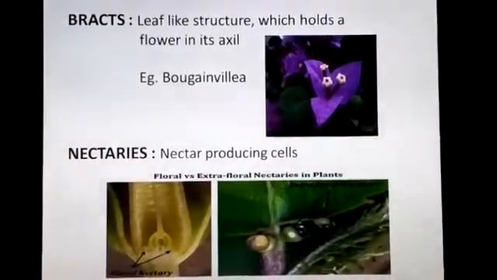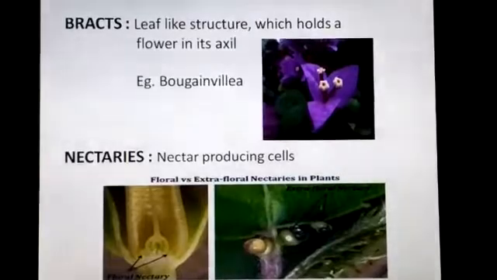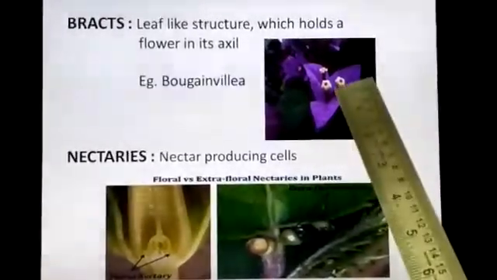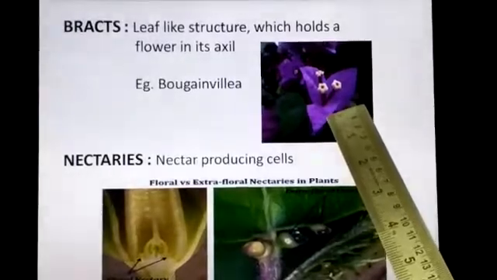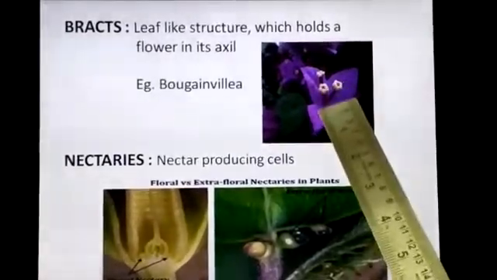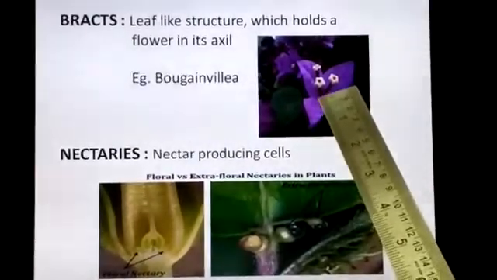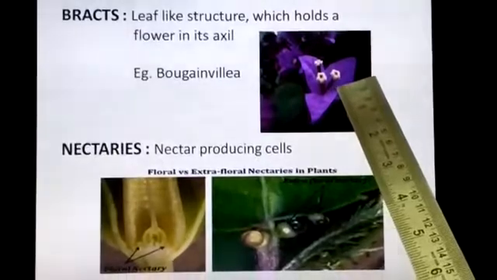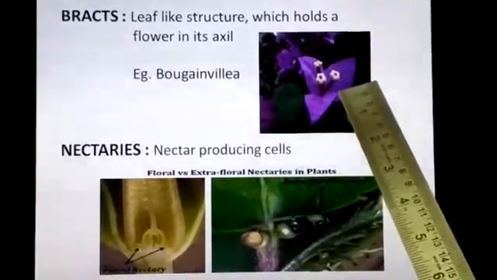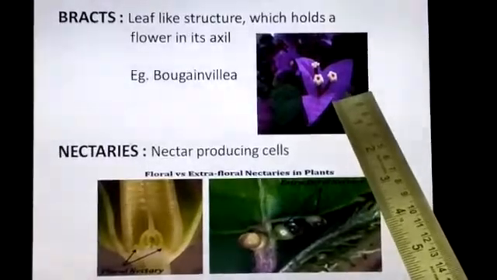Bracts. Bracts are leaf-like structures which hold a flower in its axil. Here is the example of bracts. This is Bougainvillea plant's branch showing 3 bracts here, pink in color. Each of these bracts is having a flower in its axil. So such leaf-like structures which hold flower in its axil are called as bracts. Bracts may be differently colored also.